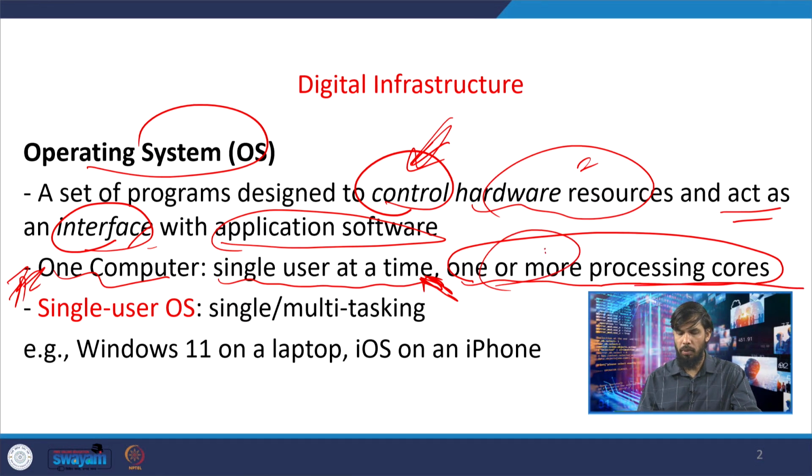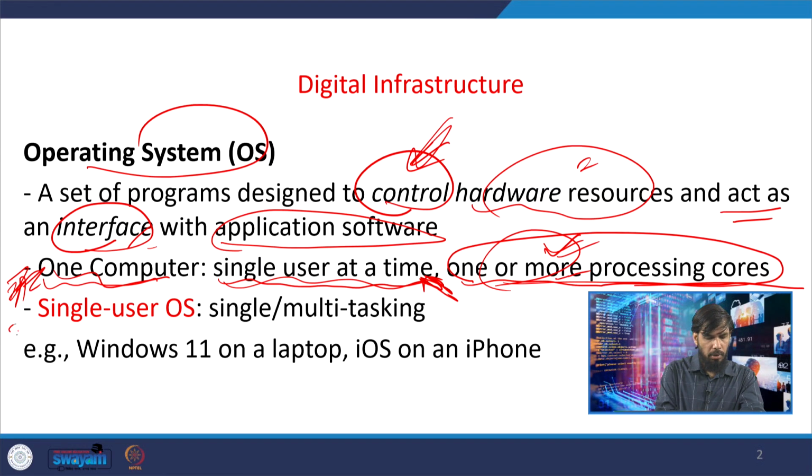If there are more processing cores, then obviously multitasking can be supported, and some sort of parallelization and multi-threading can also be supported. So, single user at a time, one or more processing cores, and we are considering one computer. That is one scenario that an operating system can be designed to cater to. Then there are other scenarios where we might have to add more functionality to the operating system to be able to cater to those other scenarios.